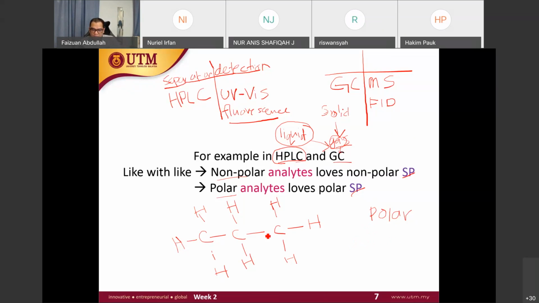Which one? Here, propane. Its charge is balanced. So now the propane is balanced or not? Balanced. So it is polar? Non-polar. Yes, non-polar, because it is balanced, right? So polar means something that has different charges, positive and negative. Polar, right? North pole, south pole. Which side of the pole does the polar bear live?